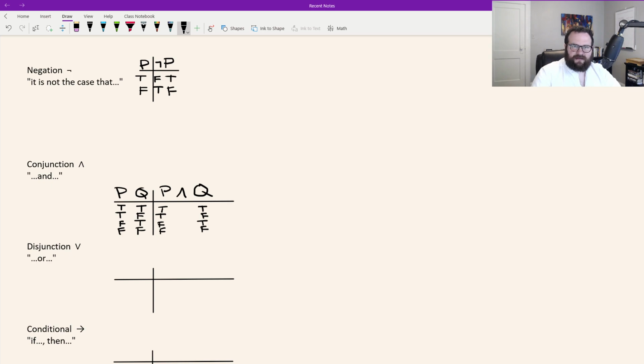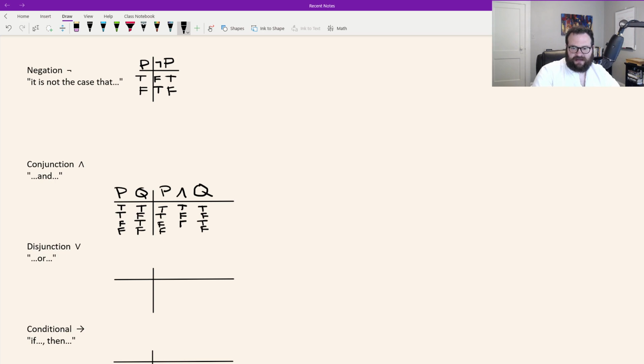Now we need to solve for the conjunction. Well, conjunction means and. And so this is only going to be true when both sides are true. That means on row 1, it is true because P is true and Q is true. But on row 2, it's false. Why? Because Q is false.